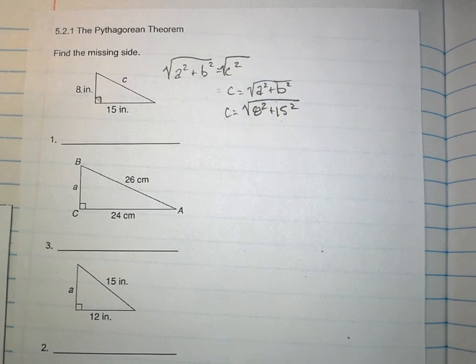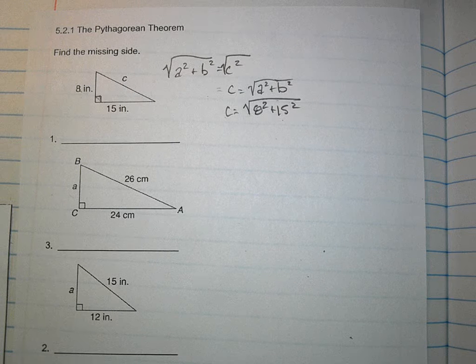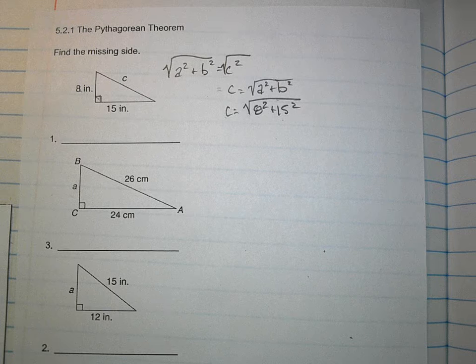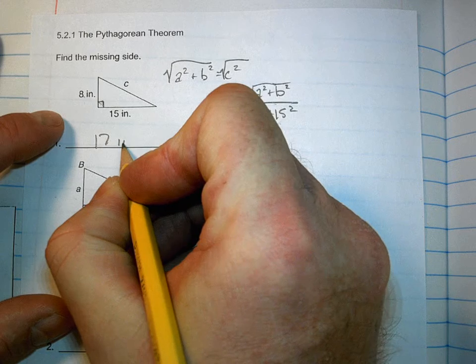Have you typed this in at all? I was going to, as we started. Solve it. Brooklyn, what you got? 17. 17 inches.